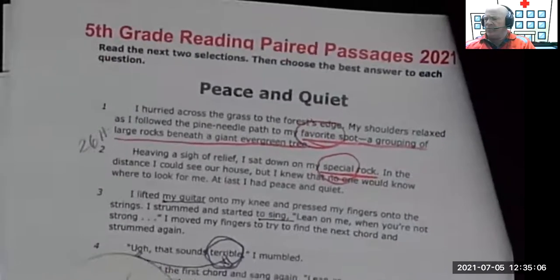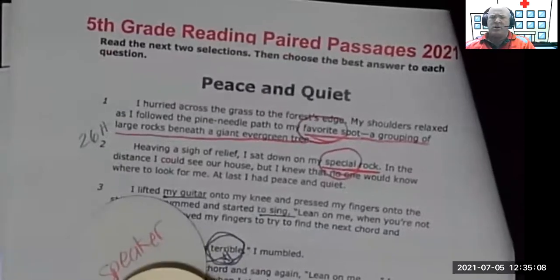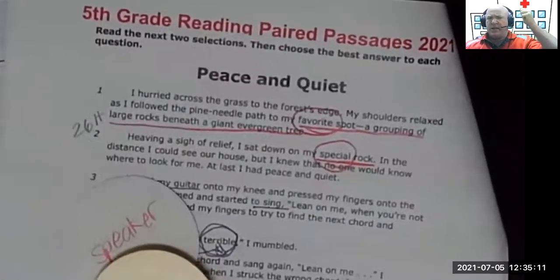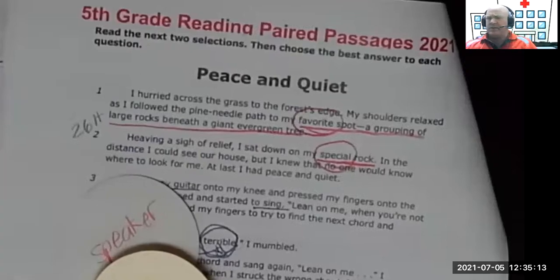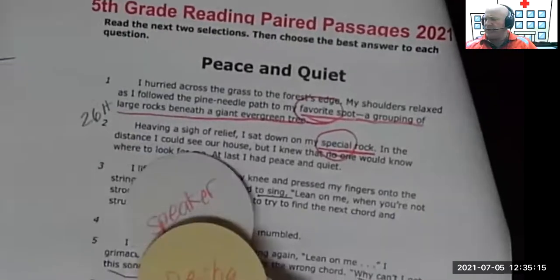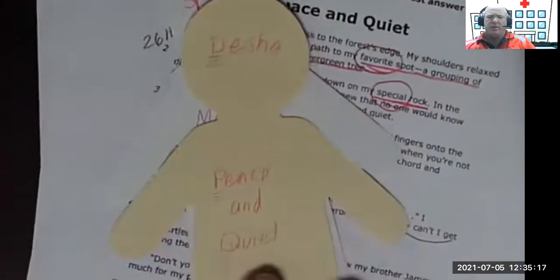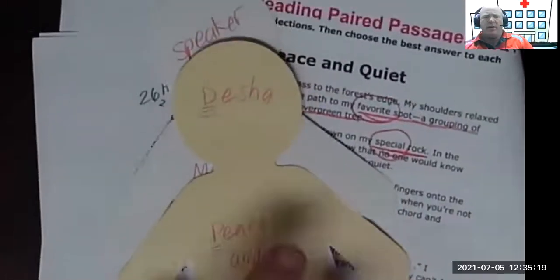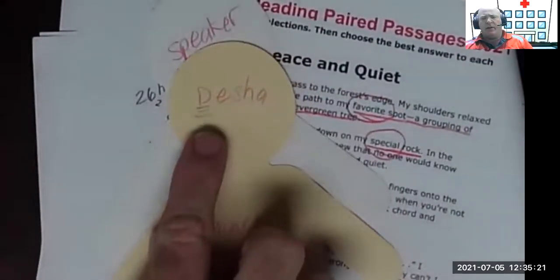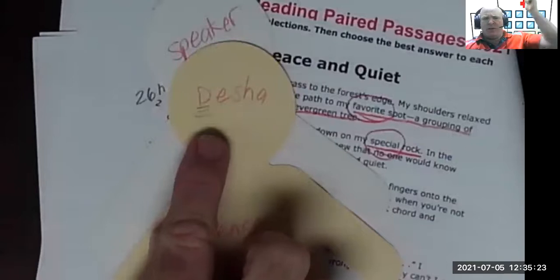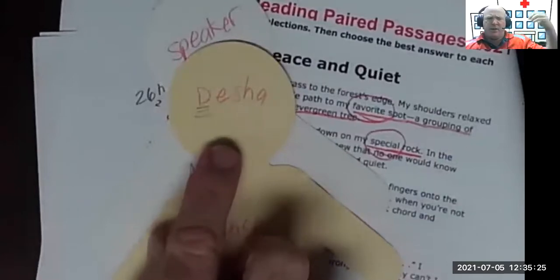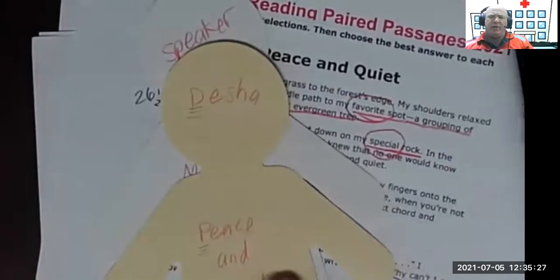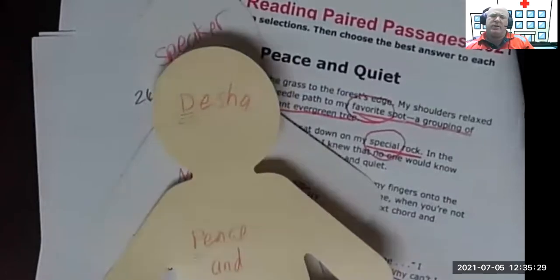So we have a passage called Peace and Quiet. That's the name of a story. And so in Peace and Quiet, we're going to get to know our main character, Disha or Desha. I have no idea how to pronounce the name, but that's how you spell it.